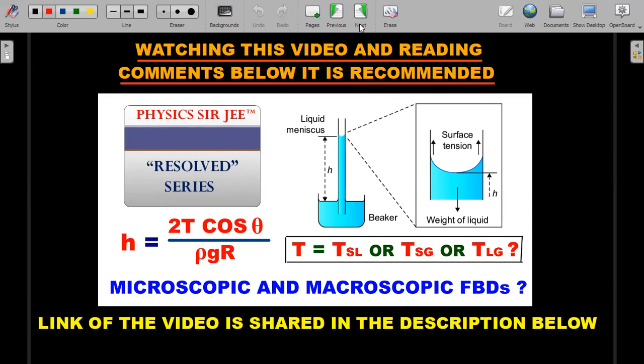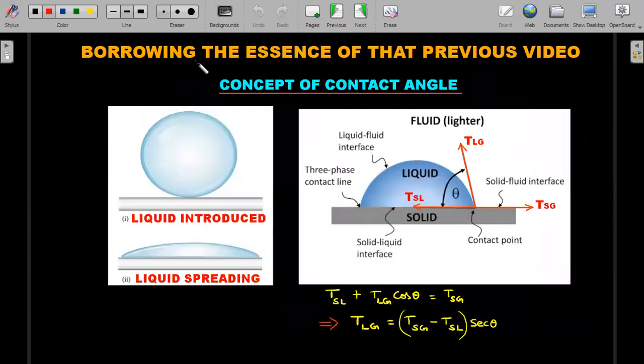Okay, so going forward, borrowing the essence of that previous video that I was just highlighting, whenever a drop is placed on a solid material, and here you are seeing acute angle of contact, there are interfaces. There are three types of interfaces. One is the liquid air interface. Okay, and then there is a solid liquid interface, and then there is a solid air interface also. Okay, and then there is a three-phase contact point.